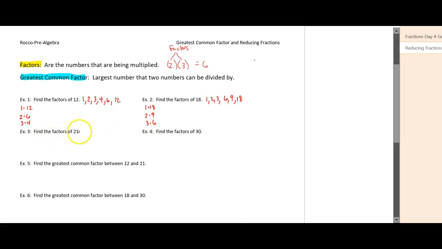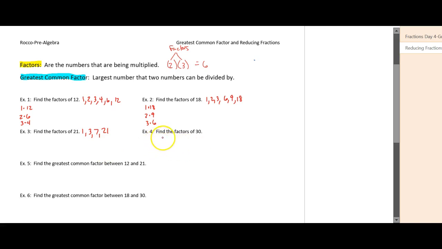Okay, factors of 21. What I just like to do is go through the counting numbers in my head, right? So I'll say we always know 1 is a factor. Does 2 go into 21? No. Does 3? Yes. Does 4? No. 5? No. 6? No. 7? Yes. And then just using your knowledge of multiplication facts, is any number between 7 and 21 going to go into 21? No. So we're just going to say 21 then.